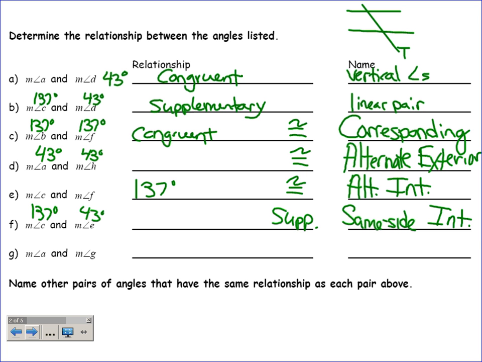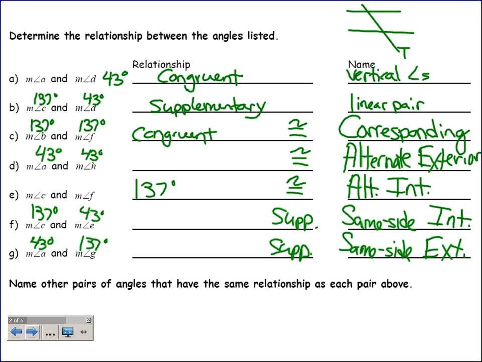Let's see, A and G. I know A's at the very top left, and G's at the bottom, also on the left there. So let's see, they're different, right? This one's the 43. How big's G? Well, I really wish I could have that picture on here. So they're supplementary again. Are they on the same side or opposite sides? Same side. Are they on the inside or outside? Outside, so we call it exterior.